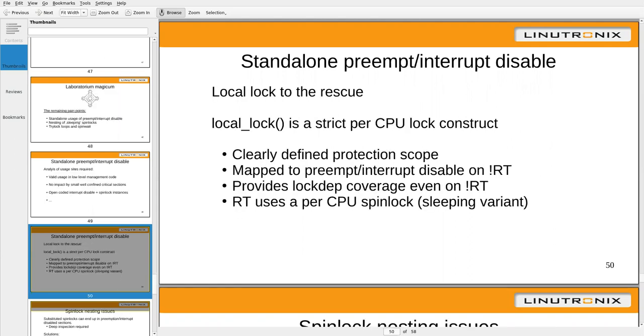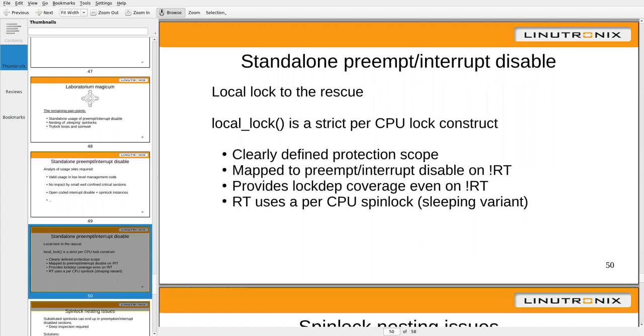So here we came up with a concept which is named local locks. Local locks are strict per CPU locks, so you can't take them across CPUs. That's not possible, or it would be possible, but it's not exposed in the API. One of the nice things of local locks is we can define a protection scope for these regions. So on a non-RT kernel, these local lock functions just map internally to preempt and interrupt disable.